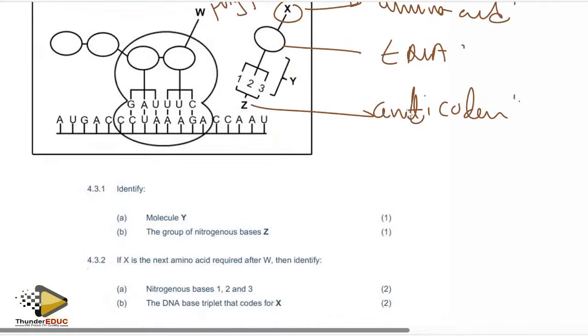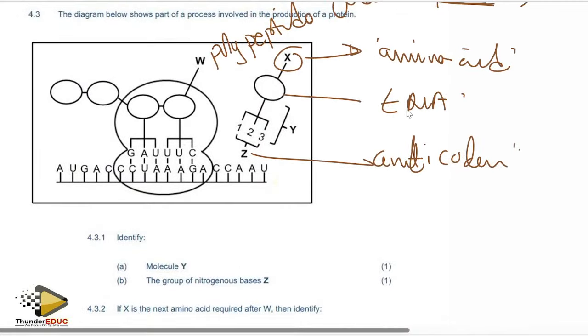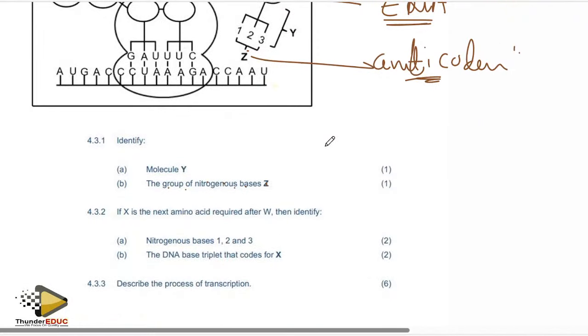So this one is wrong and this one is correct. When they say, identify molecule Y, we said it is transfer RNA. Group of nitrogenous base Z, it's the anticodon, you see? If X is the next amino acid required after W, then identify nitrogenous base 1, 2, 3.